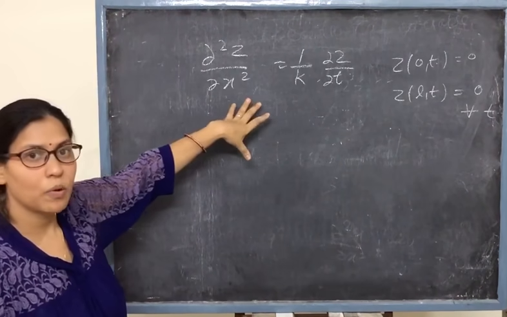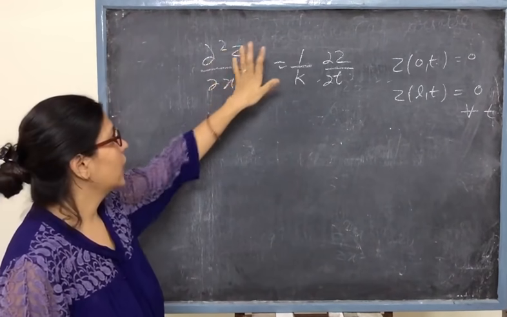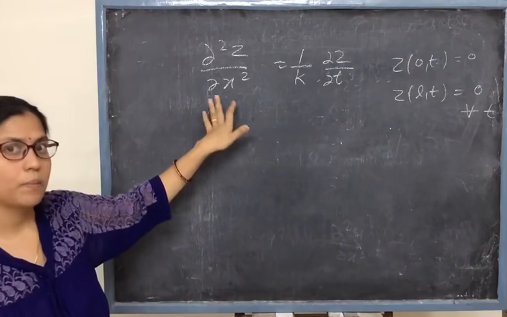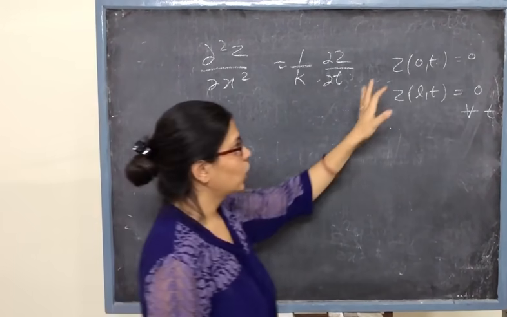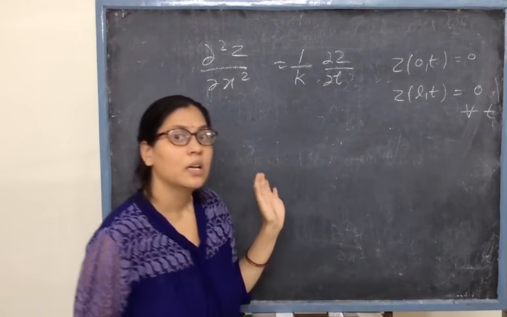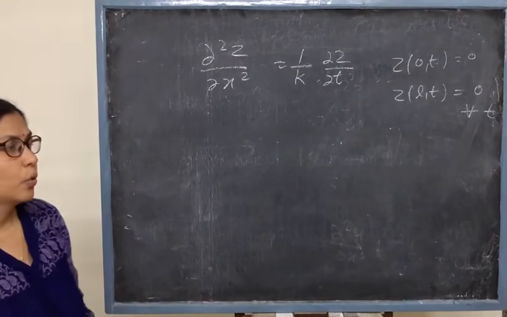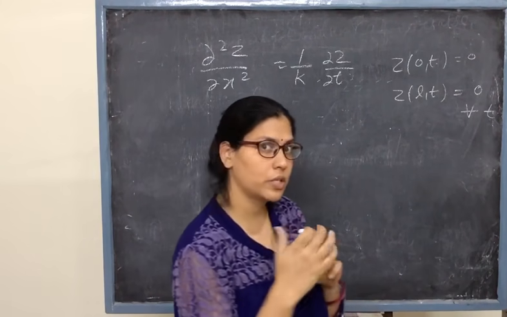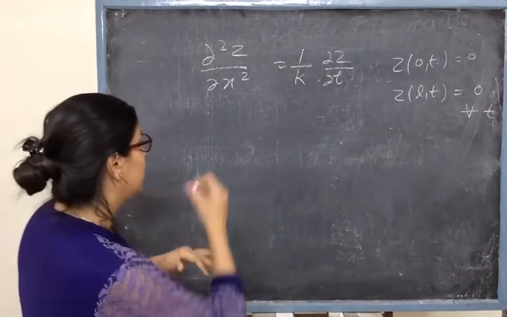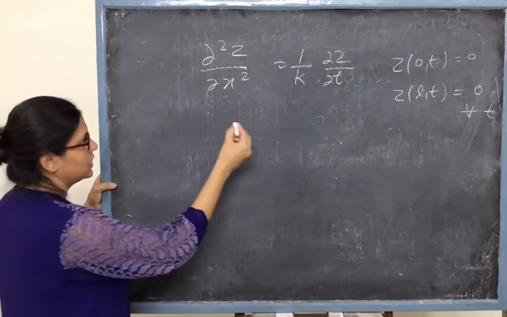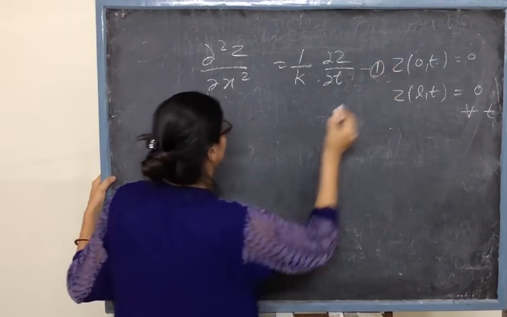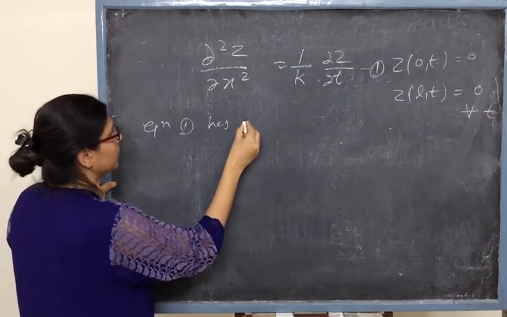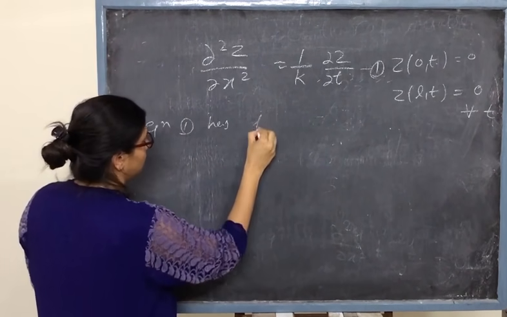Since the standard form of the heat equation is del 2z over del x square equals 1 upon k del z over del t, and our equation is in this form, our equation is a heat equation. Now we have to solve the equation using the separation of variable method. As in the previous lecture, to solve the equation by separation of variable method, we assume that equation 1 has a solution of the following form.